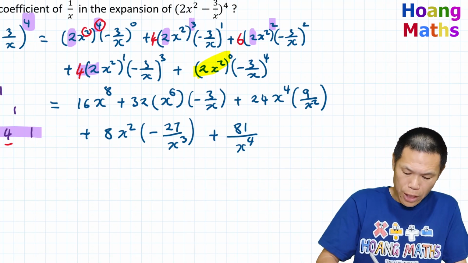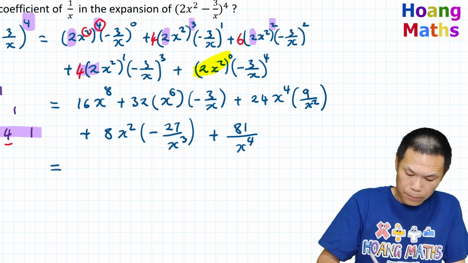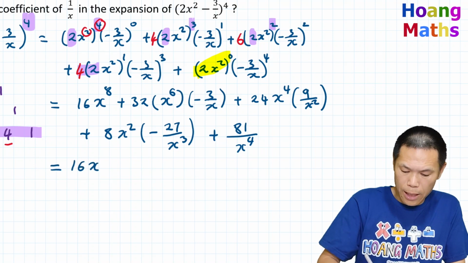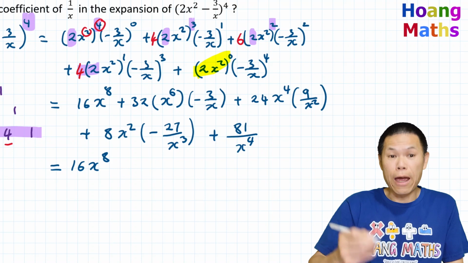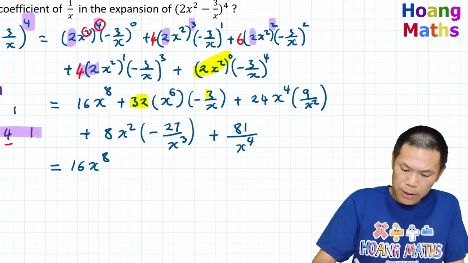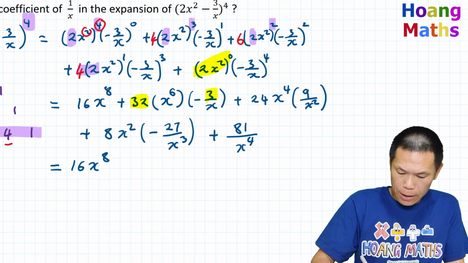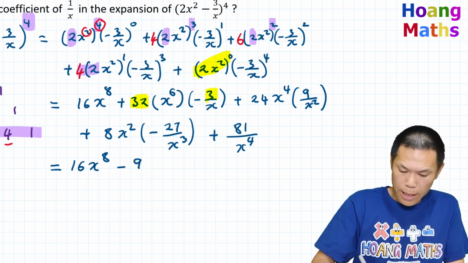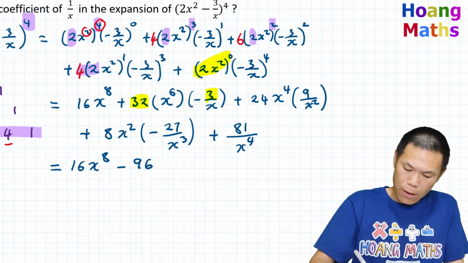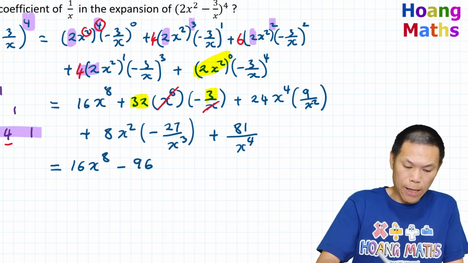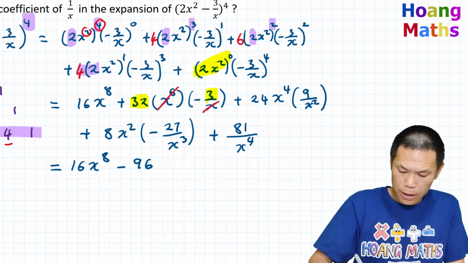And for the first term, we have 16x power 8. And we have 32 times negative 3, so it should give me negative 96. So minus 96, and then we have x power 6 divided by x, which should give me x power 5.